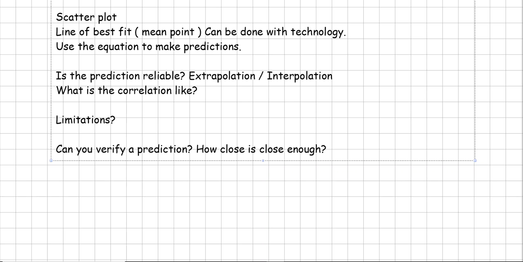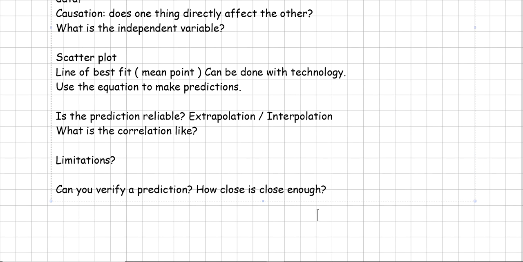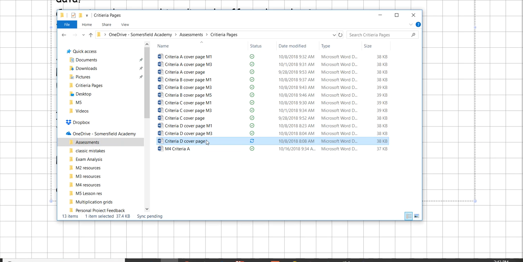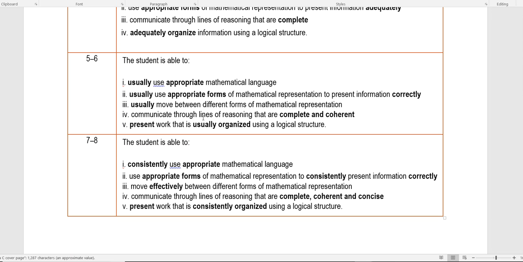Right. So when we do this, you notice it's criterion C and D. All right. So C, obviously, let's have a quick look. So the criterion C, what am I looking for? Consistently use appropriate mathematical language. So what's the vocabulary we should be using? Extrapolation, interpolation. Correlation. Linear, collinear, non-linear. Causality. Mean, prediction, mean point. Relationship. Yeah. Synthesize.